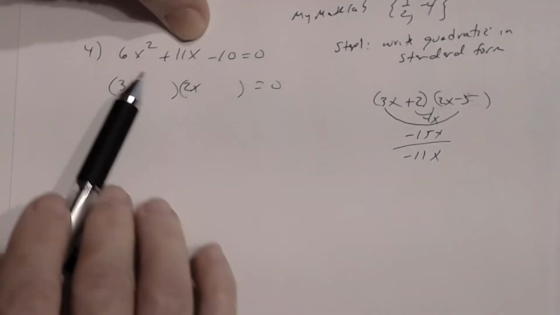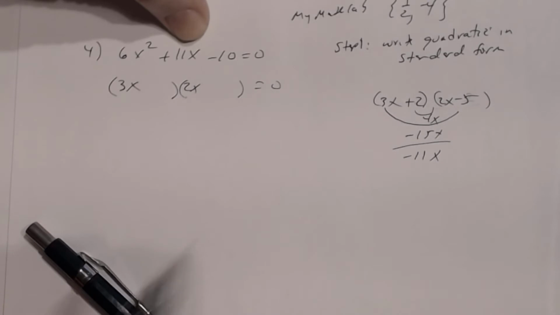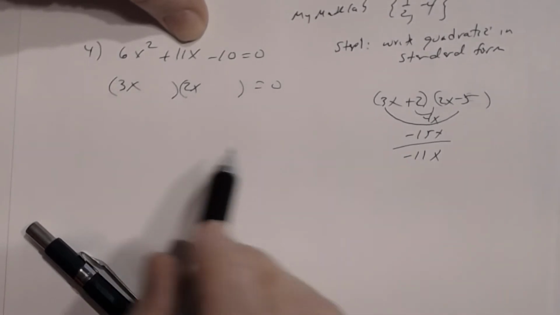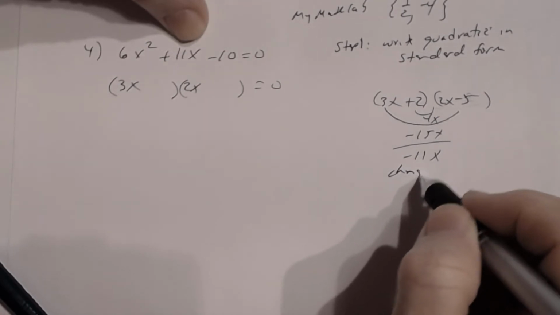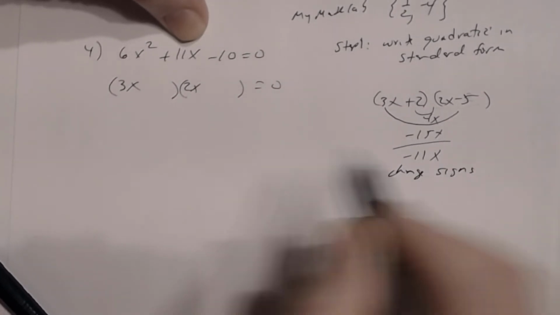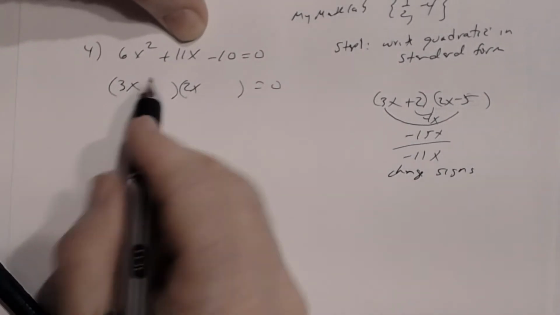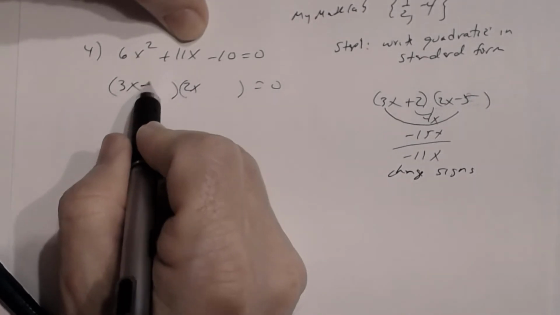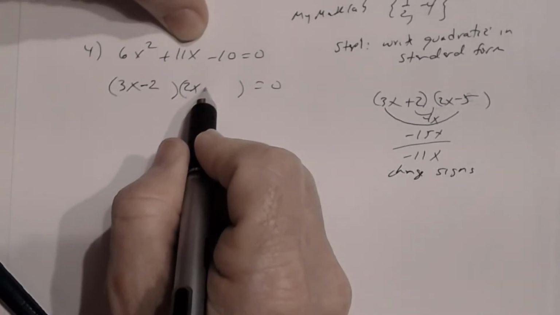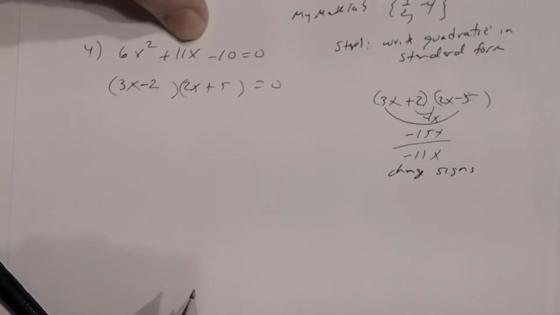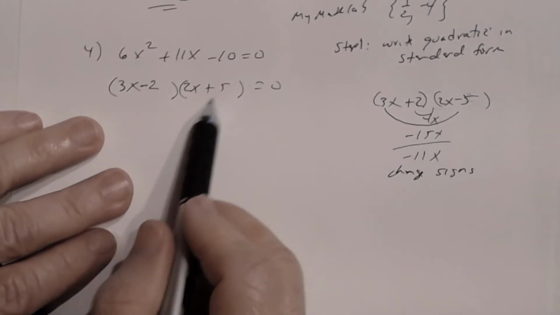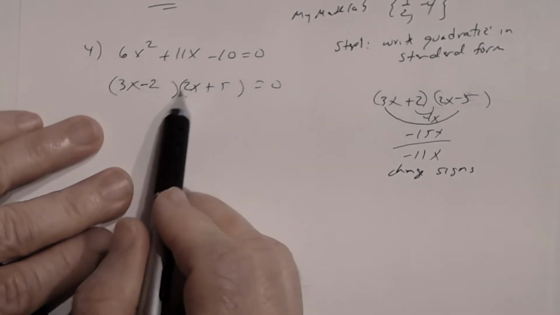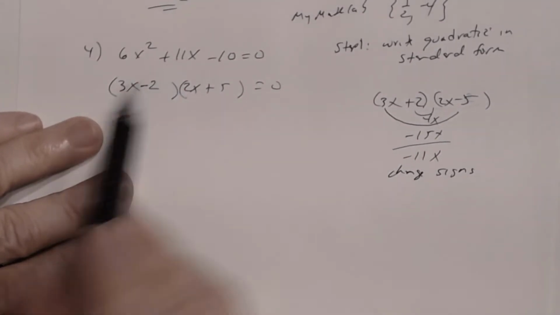So those are opposites. So all that tells me to do then is to change the signs. So if I change the signs, then I'm going to get 3x minus 2 times 2x plus 5. Okay? And so that should work now. All you got to do is check the outer and the inner. So the outer now is positive 15x. The inner is a negative 4x. And when I add them up, I get 11x.